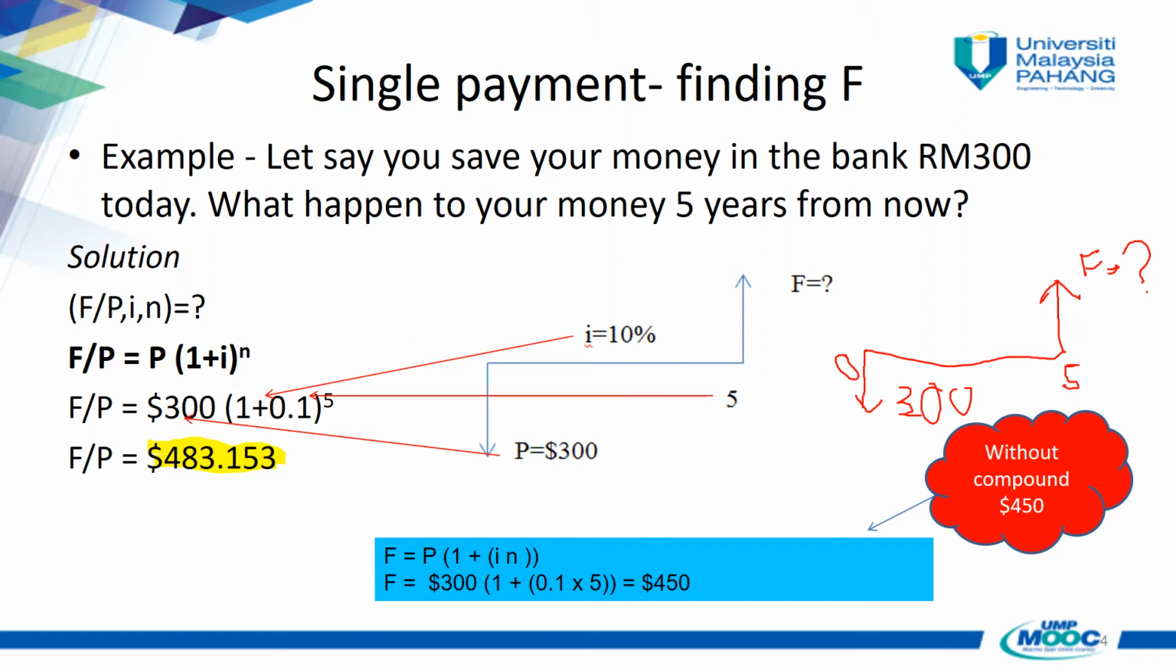If we calculate using simple interest, you can only get your money around 450, just a calculation without compound interest. The difference is almost 33 ringgit in 5 years.